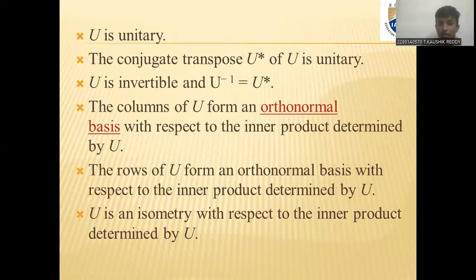U is unitary. The conjugate transpose U star of U is unitary. U is invertible, and U inverse is equal to U star. The columns of U form an orthogonal basis with respect to the inner product determined by U. The rows of U form an orthogonal basis with respect to the inner product determined by U. U is an isometry with respect to the inner product determined by U.